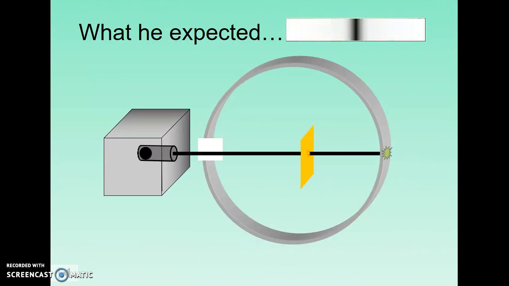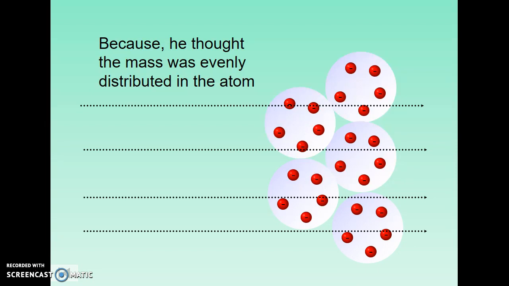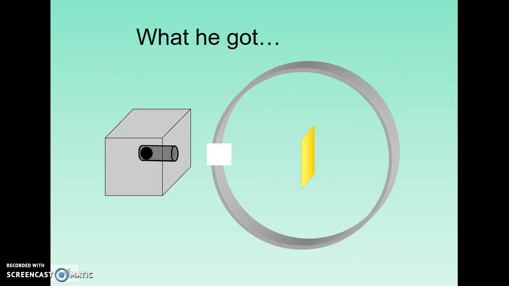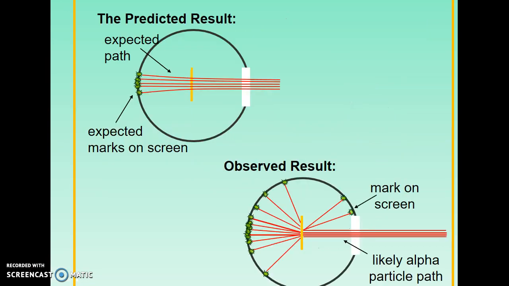Maybe a little bit of deflection on each side, because he thought, as Thomson had suggested, according to the plum pudding model, that the mass was evenly distributed in the atom. And so each of the alpha particles would be slightly deflected or travel just straight through. But he ended up getting quite a bit of deflection in the particles, and as I said, lots of them being deflected back. And so he thought, well, then there must be something wrong with the model.